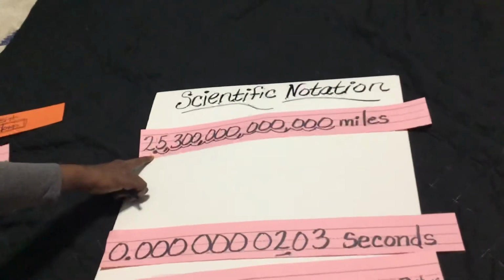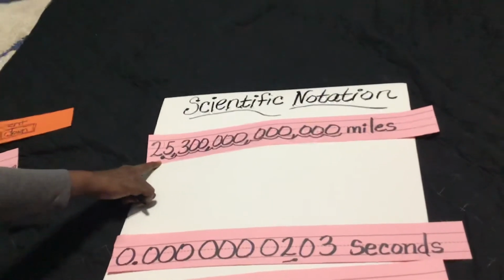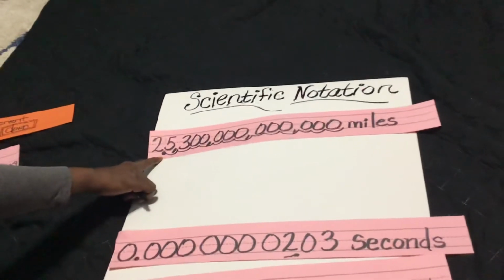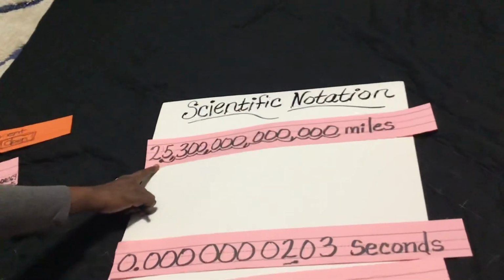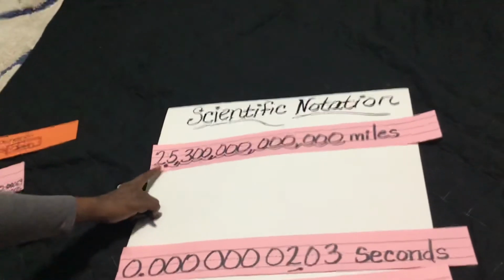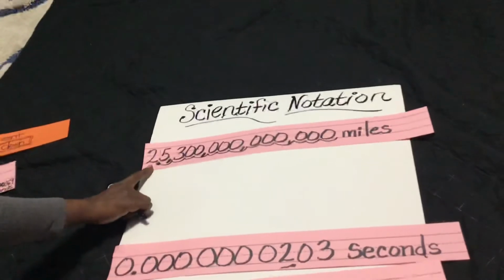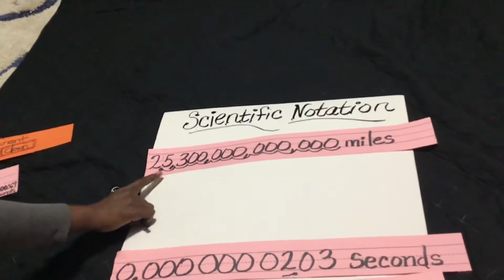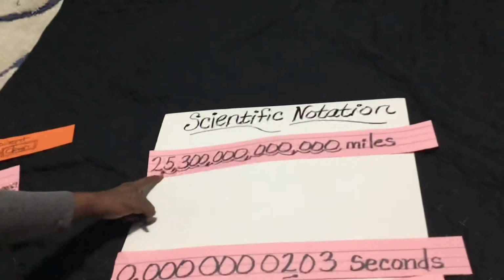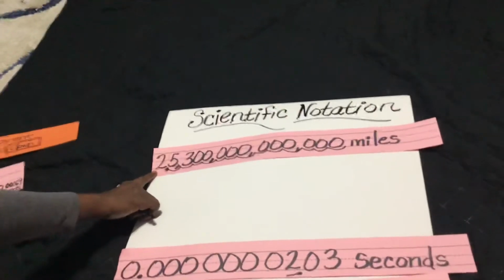Make sure, like I said, that the new spot that I stopped at leaves only one digit to the left of the decimal place. So the decimal place is here, and then there's one digit there.